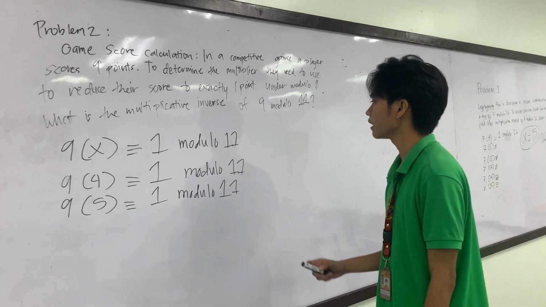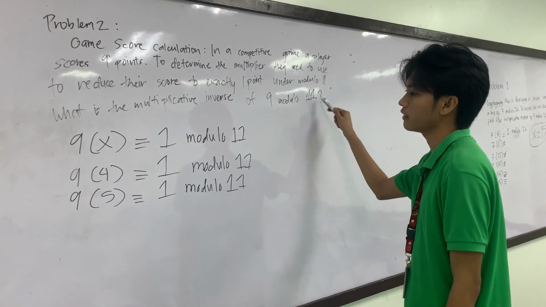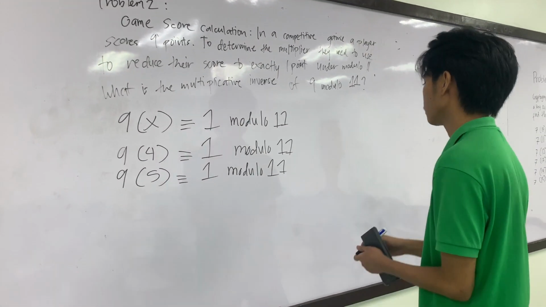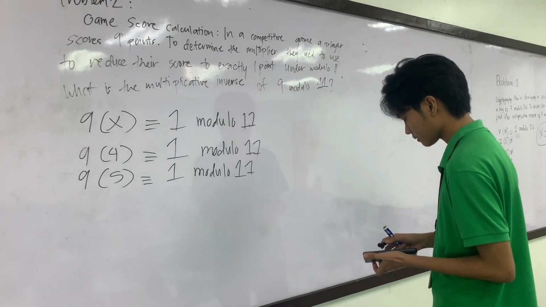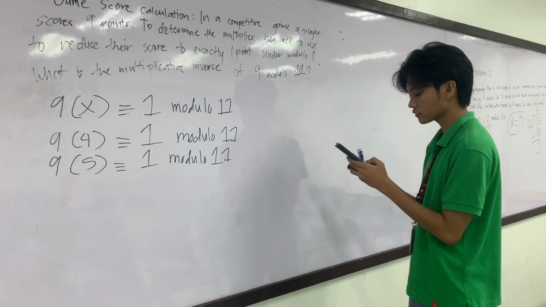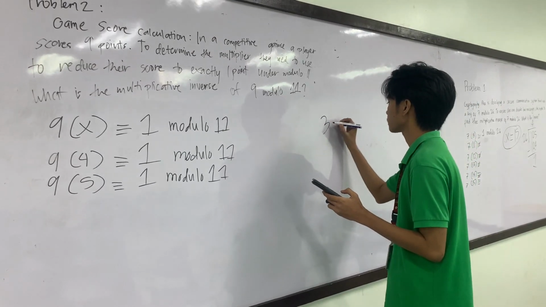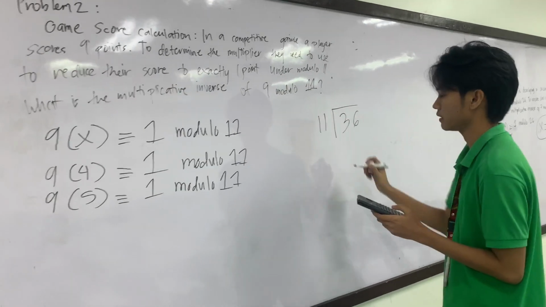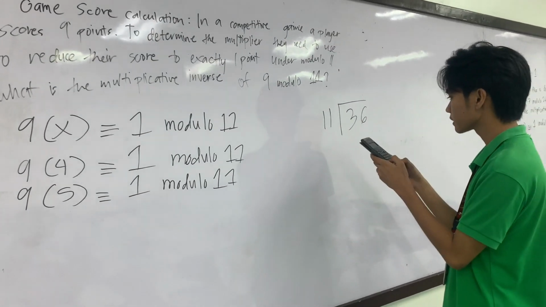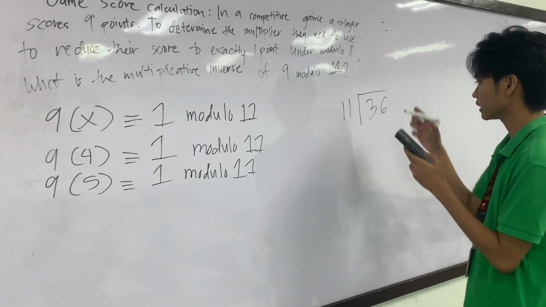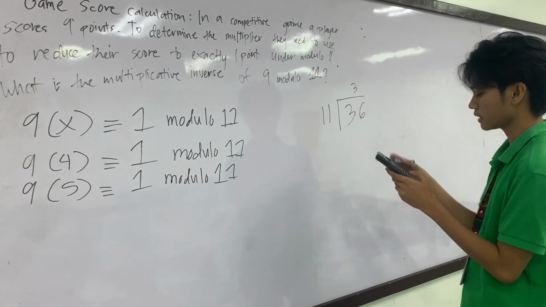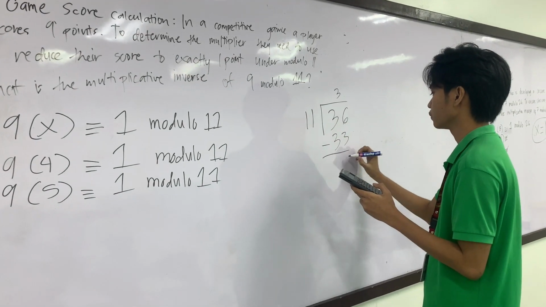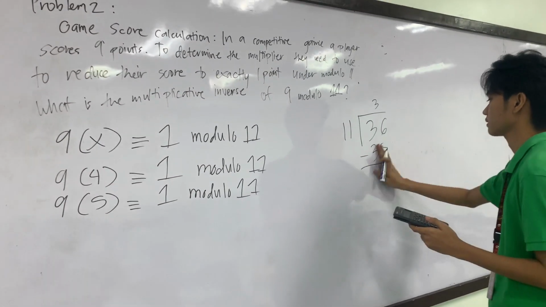As you can see here, the given is 9 modulo 11. Let's try 9 times 4, which is 36. 36 divided by 11 is 3. 3 times 11 is 33, so the remainder is 3. So it's still not the inverse.